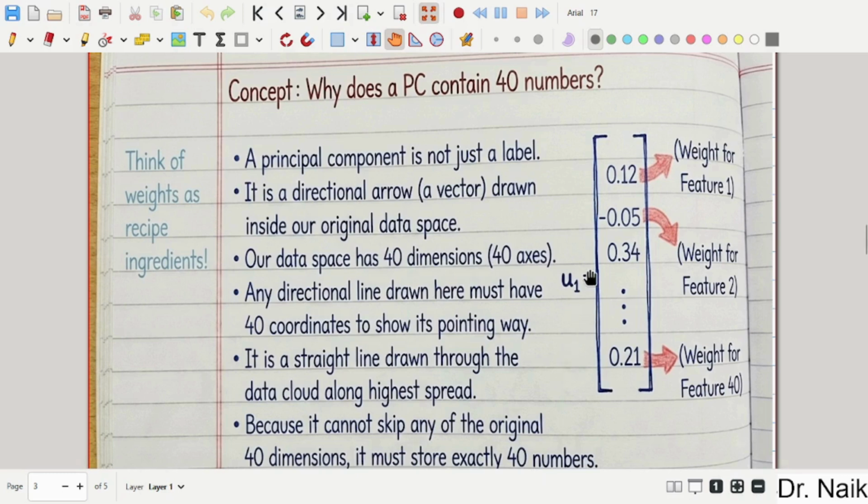So now consider that U1 is our principal component. The principal component is drawn inside our original data space. Therefore, it is a column vector with 40 entries. The entries of the principal component are also called weights. So the first entry indicates the weight for feature 1, the second entry indicates the weight for feature 2, and similarly the last entry, entry number 40, indicates the weight for feature 40.